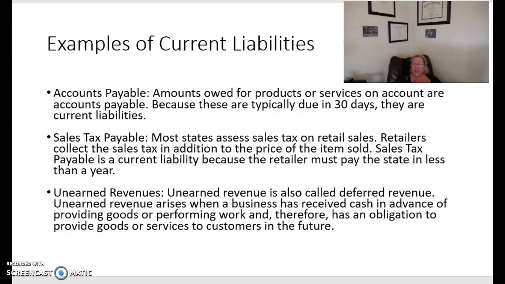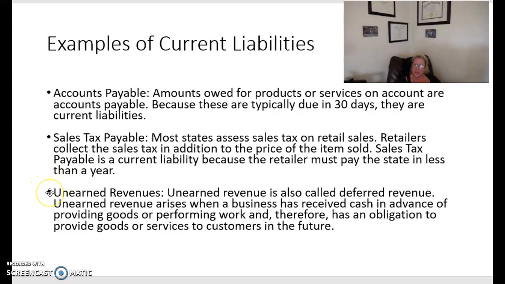Another example would be an airline ticket. When you buy your airline ticket, that airline does not record the revenue right then. They record unearned revenue. When you actually use the ticket and take the flight, then they record the revenue. They decrease the liability because they have provided you with the service at the time of the flight, and they record the revenue. So unearned revenue is something that you pay for in advance and you expect to get the product or good or service at a future date.